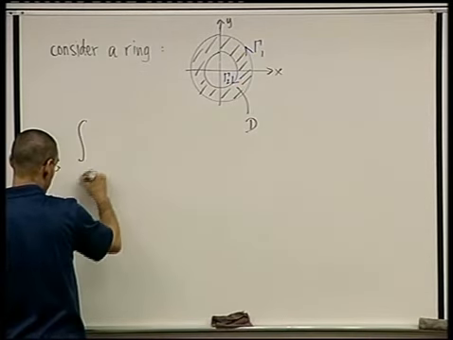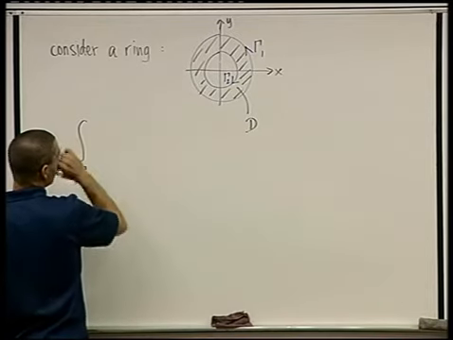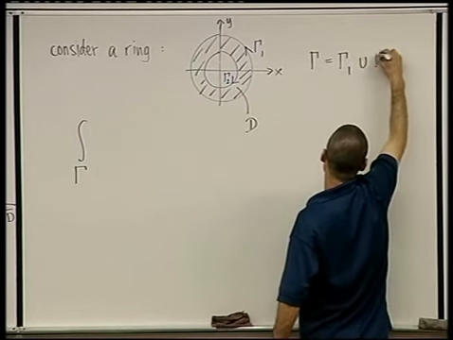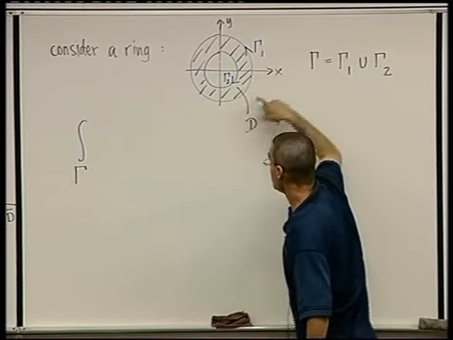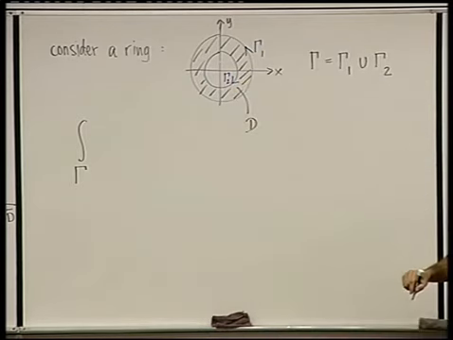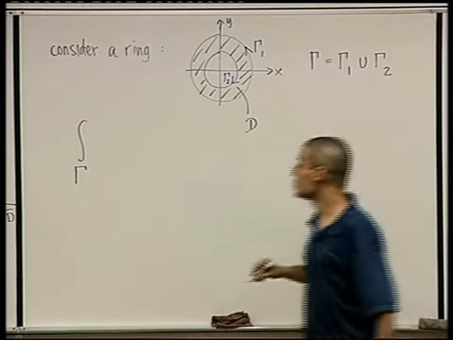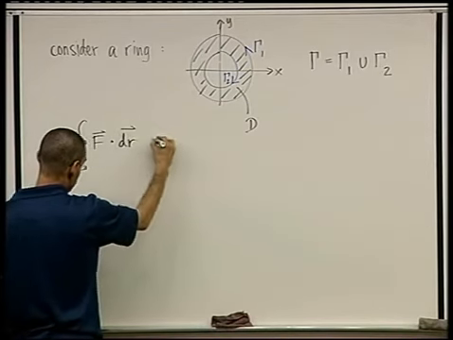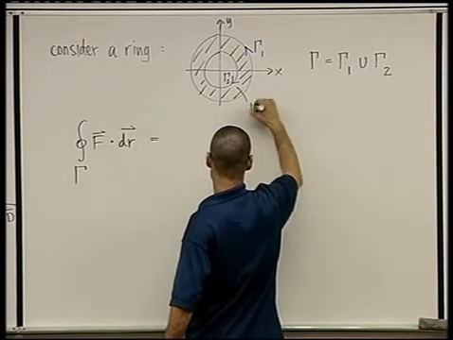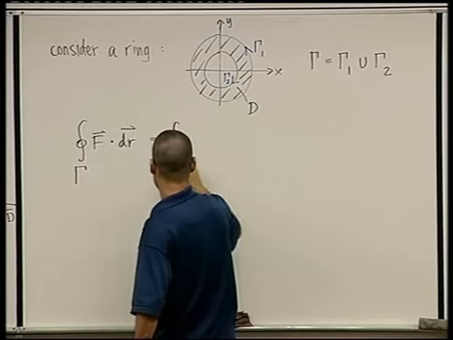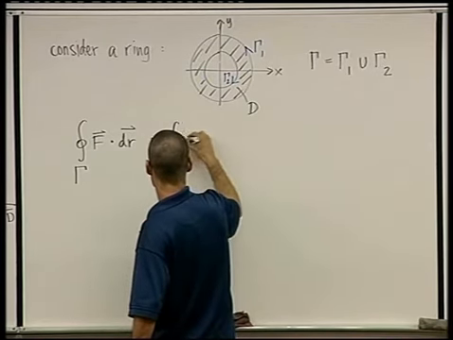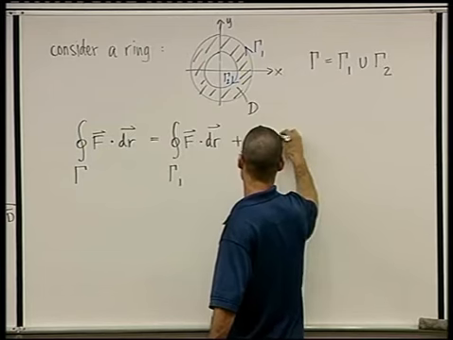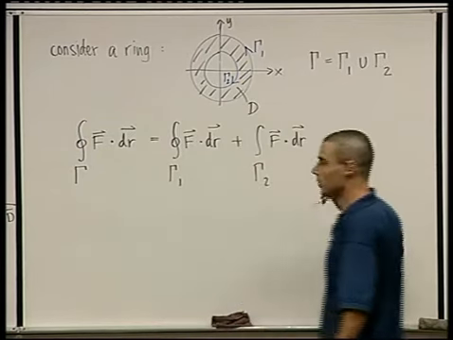So the integral over gamma, where let's denote gamma to be gamma 1 union gamma 2, the entire boundary of this domain D. So the integral over gamma of f dot dr, integrals are additive, so it's the integral over gamma 1 of f dot dr plus the integral over gamma 2 of f dot dr. Right?